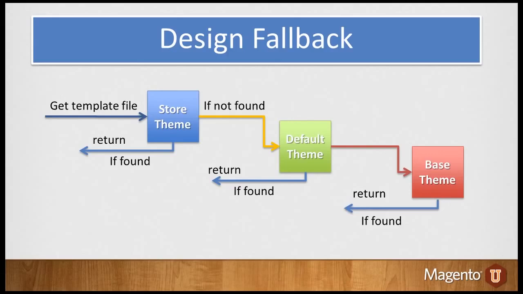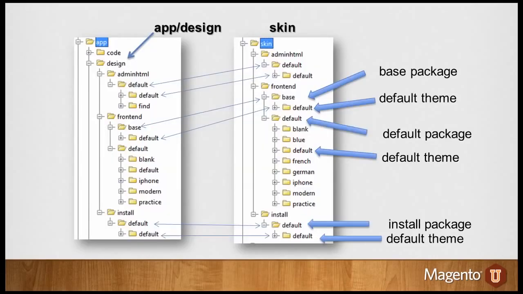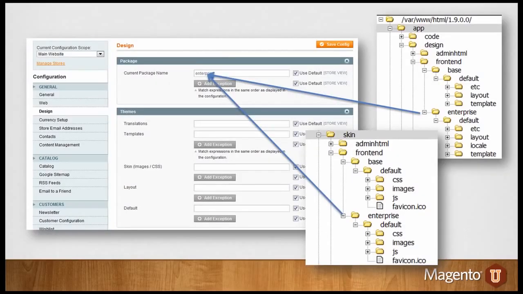Take a look at this slide. You can see that the folder nesting in the skin and design folders is almost identical. Both have similar nesting in this area, then package, then theme. When you set a new package for your store, the system applies both parts of its theme to skin and design, as illustrated on the slide. Okay, now you have a solid understanding of how visual aspects are implemented in Magento.